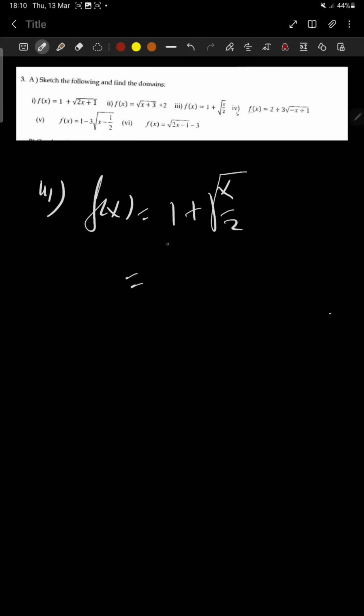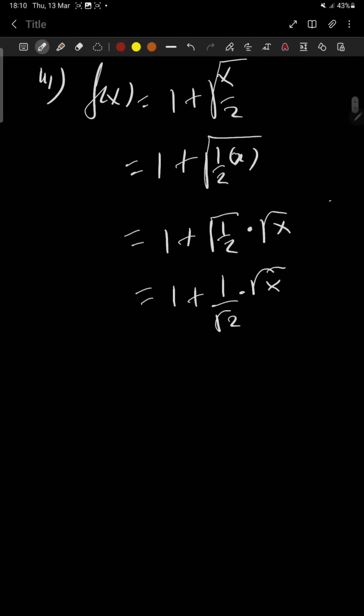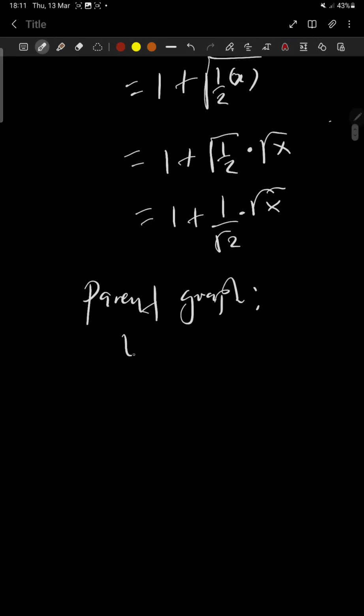So now guys, remember what I said, you can factorize. Inside here you can factorize the 1 over 2 because you need x to be independent. Like that. So this will be 1 plus the square root of 1 over 2 times the square root of x. So this will be 1 plus, what is the square root of 1 over 2? It is 1 over square root of 2 times the square root of x. Now notice, there is no number in front of x. That's what I wanted to achieve. So now I can start with the parent graph. Our parent graph will be y is equal to the square root of x.